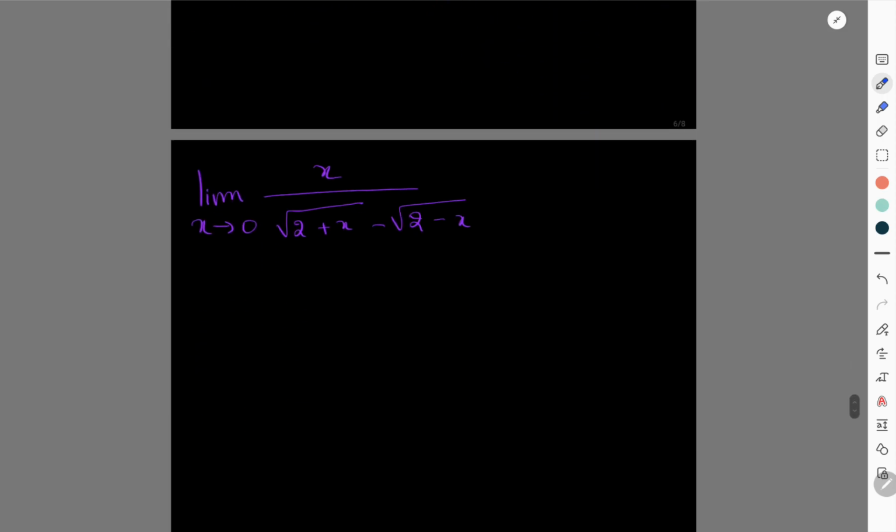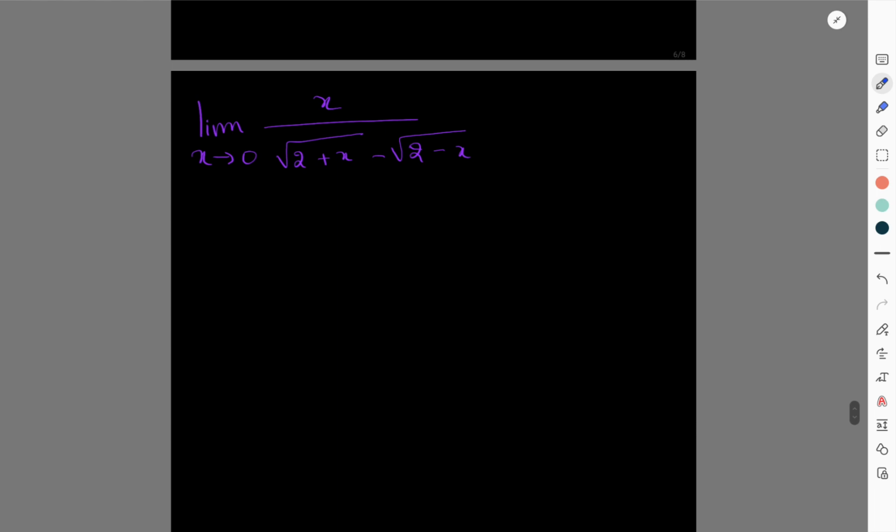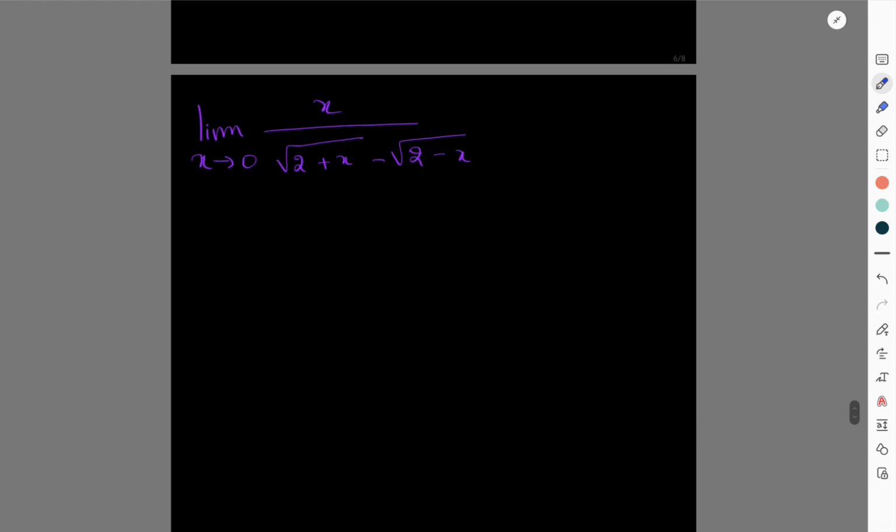Okay, we have one more here, which may slightly be harder, but not that much. I have the limit as x approaches 0 of x over (root of 2 plus x minus root of 2 minus x). First, let's try to evaluate by plugging in, see if it works. I get 0 on top, of course, and on the bottom I get 0. Why is that? Because I get root 2 minus root 2. As x approaches 0, root 2 plus x minus root 2 minus x will approach root 2 minus root 2, which is 0. So I have an indeterminate form.